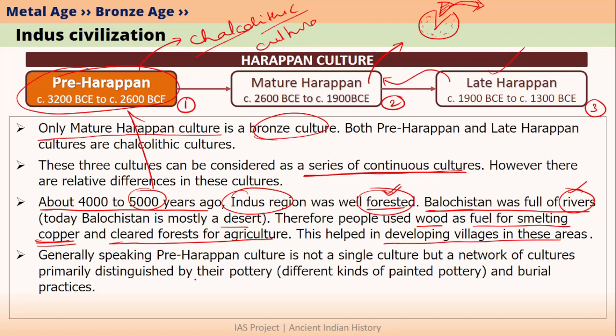We should also note one more important thing. Whenever we say pre-Harappan culture, it is not actually a single culture, but it was a network of cultures. So there were so many cultures which were very different in certain aspects. For example, they had different kinds of pottery. They had different kinds of burial practices.